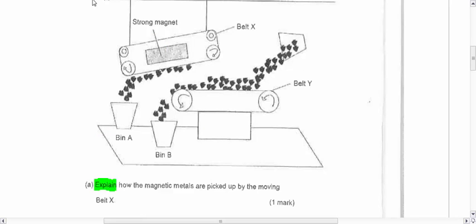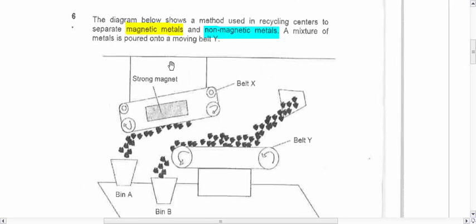So this is actually quite obvious. The reason is that if you look here, X has a very strong magnet. So if I'm a magnetic material, the moment I reach somewhere here, this magnet is going to attract me and I'm going to move up.